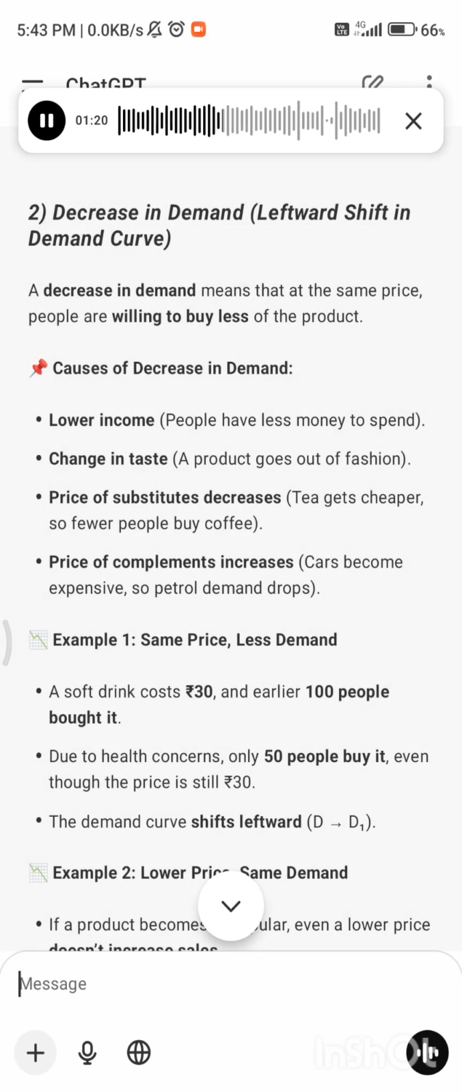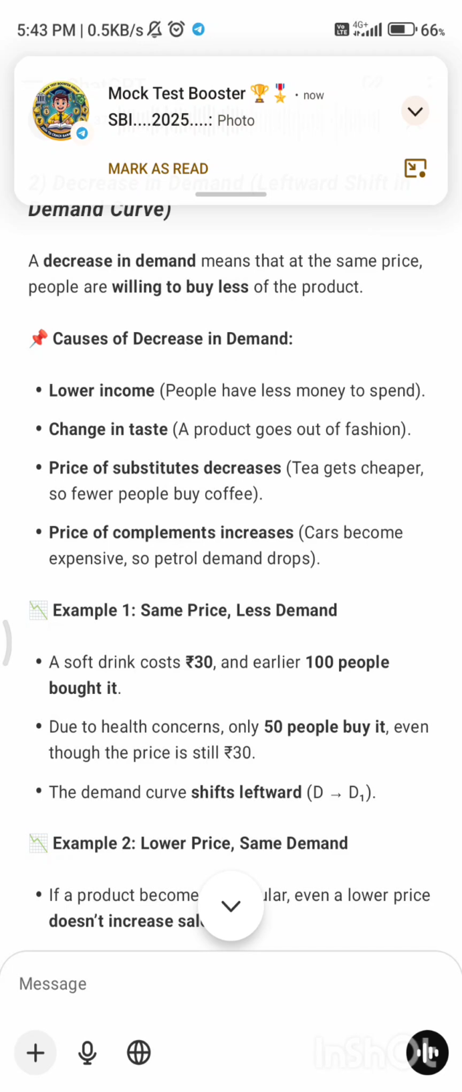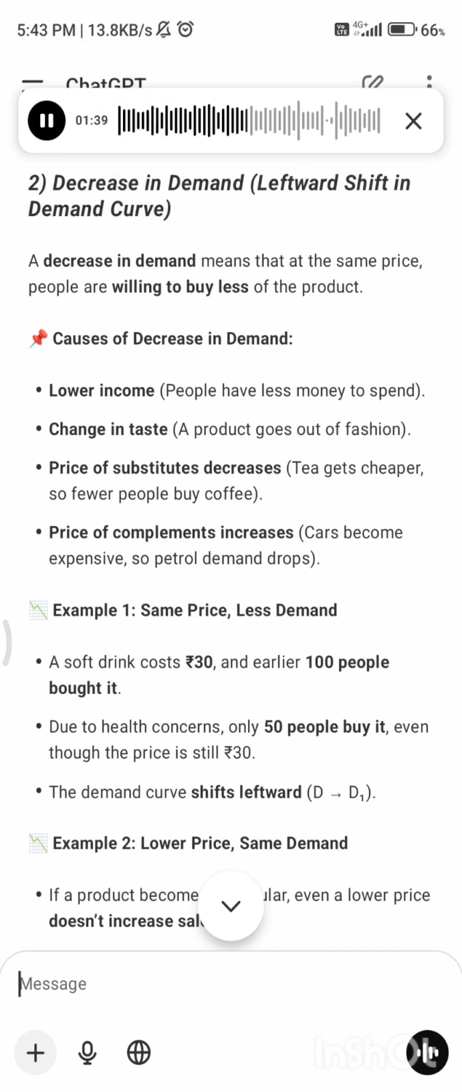2. Decrease in demand: leftward shift in demand curve. A decrease in demand means that at the same price, people are willing to buy less of the product. Causes of decrease in demand: lower income, people have less money to spend. Change in taste, a product goes out of fashion. Price of substitutes decreases: tea gets cheaper, so fewer people buy coffee. Price of complements increases: cars become expensive, so petrol demand drops.